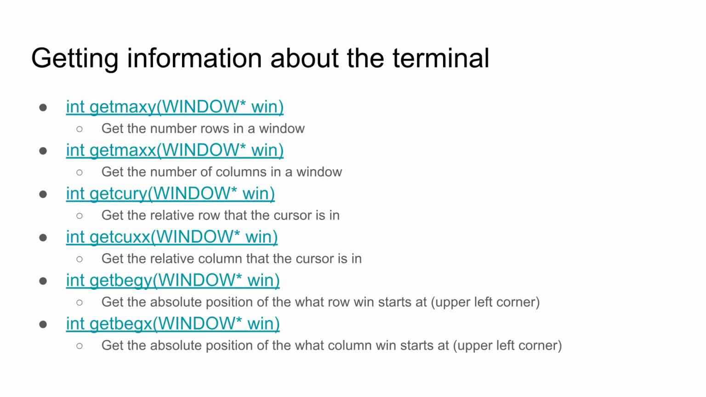So you might want to get some information about some window. Get max y will tell you the number of rows. Get max x, the number of columns. Get cur y will tell you what row the cursor's on. Get cur x, what column it's on. Get beginning y and beginning x will tell you the absolute position of where this window starts at. The row for y and the column for x.